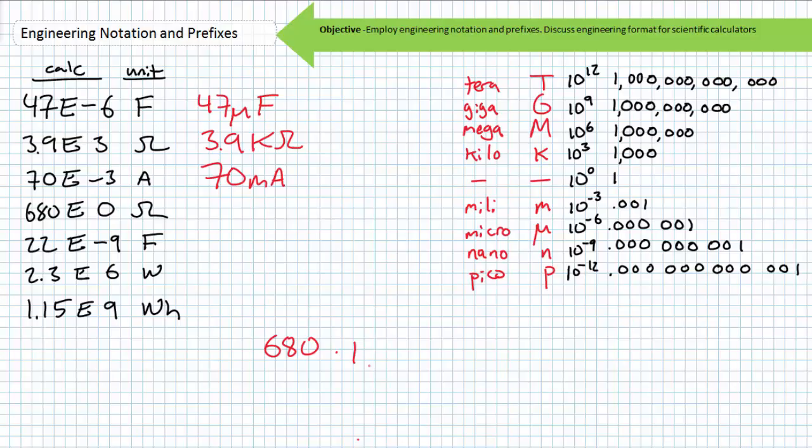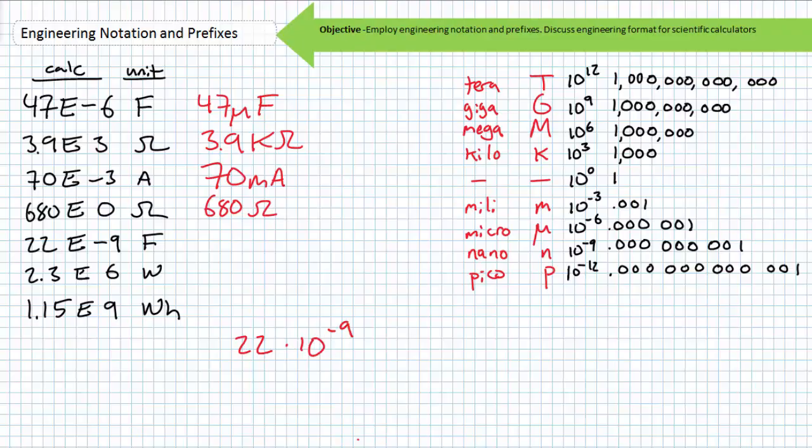Our next entry, 680e0, means take 680 and multiply it by 10 to the 0, where 10 to the 0 is 1. This represents a quantity of 680 ohms. It is unnecessary to include a prefix for 680 ohms, since this coefficient is already less than 1,000 and greater than 1. This quantity would most naturally be written as 680 ohms.